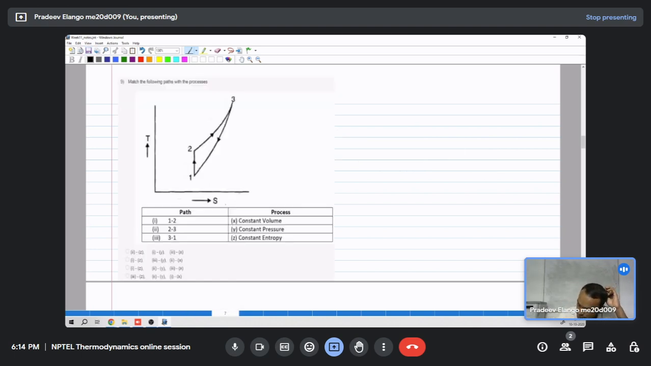Next problem, match the following parts with the process. So 1 to 2 we know that it is a constant entropy process because S is constant, so 1 goes to Z, and we have these two options available. And in the second process, 2 to 3, it could be constant volume or constant pressure, and 3 to 1 is again another constant volume or constant pressure. Among 2 to 3 and 3 to 1, 2 to 3 has a higher slope than 3 to 1, so that means 2 to 3 should be constant volume and 3 to 1 should be constant pressure. So that way 2 is Y, constant pressure, and 3 is X. So option C is correct.